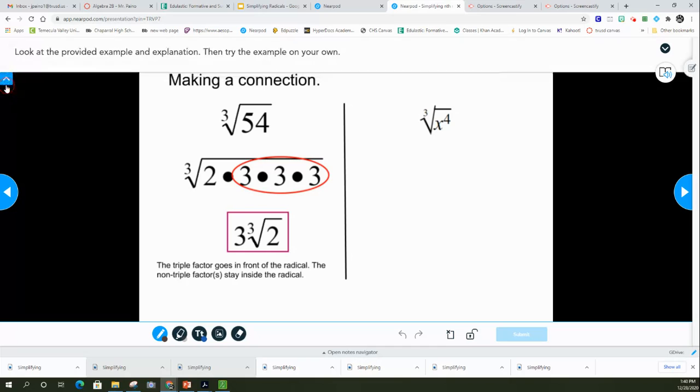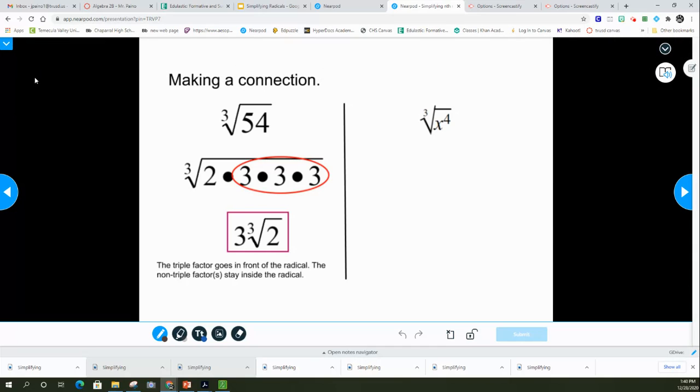All right, so let's try to make a connection between what we did with numbers and see if it will make a connection to what we do with variables. So over here we have cube root of 54. If we do the prime factor tree, we get 2 times 3 times 3 times 3. Triples, right? So we pull out that 3, we get 3 cube root of 2. That leftover factor stayed inside.